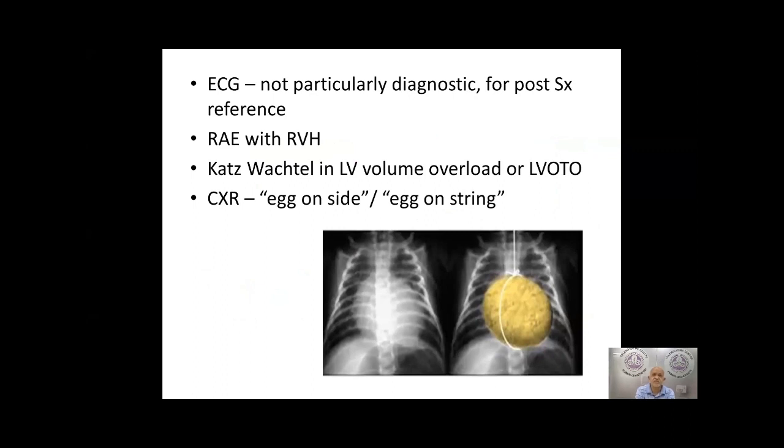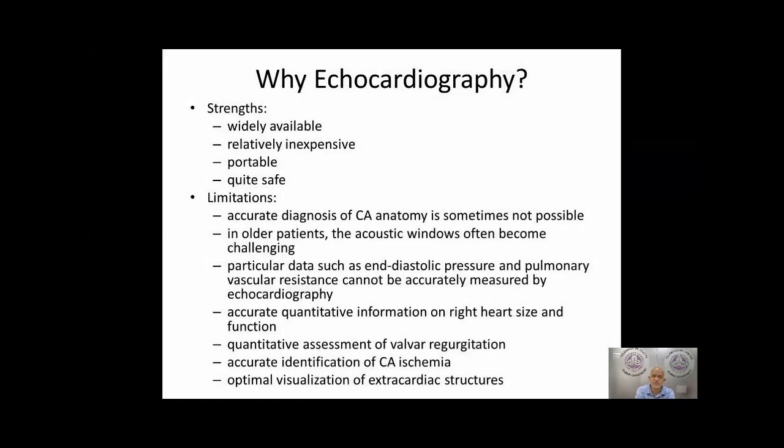ECG is particularly not diagnostic, and we don't use ECG to diagnose TGA. But as I told you in my previous presentation, ECG is extremely useful in congenitally corrected TGA. Congenitally corrected TGA is well known to produce AV block every year. The risk is incremental every year, and it is good to get an ECG if you are suspecting congenitally corrected TGA. On X-ray, the egg on side, or egg on string appearance is clearly diagnostic of such patients.